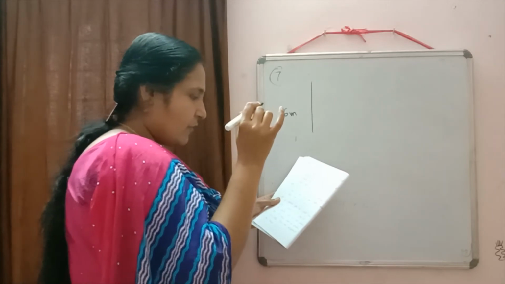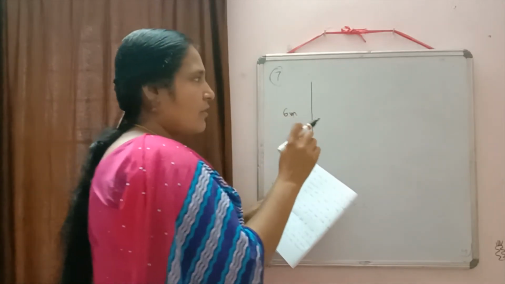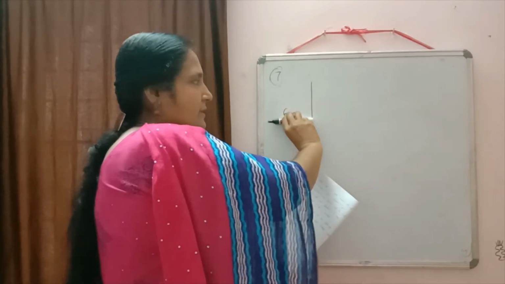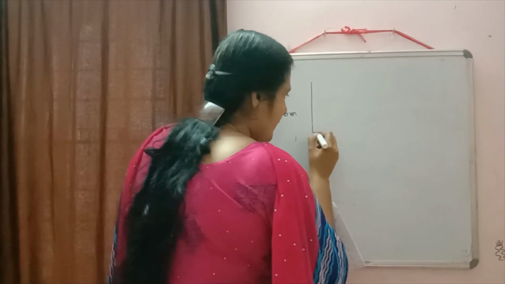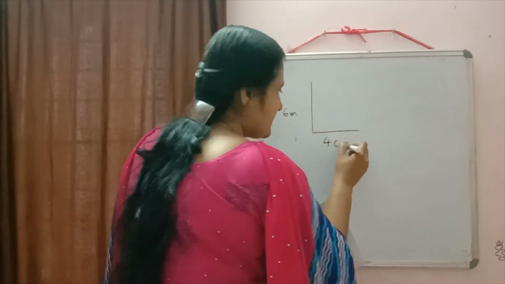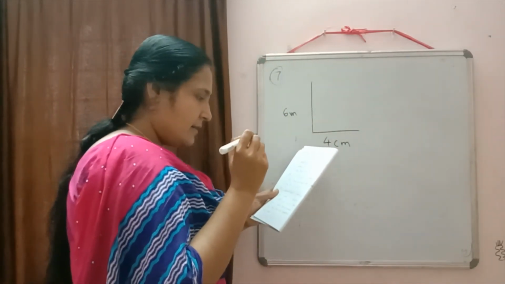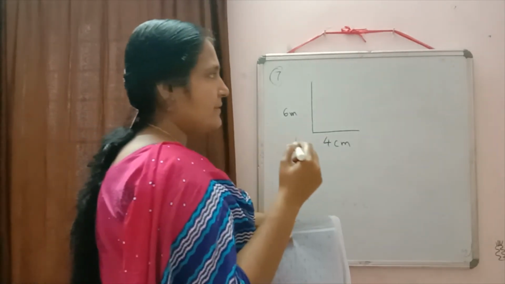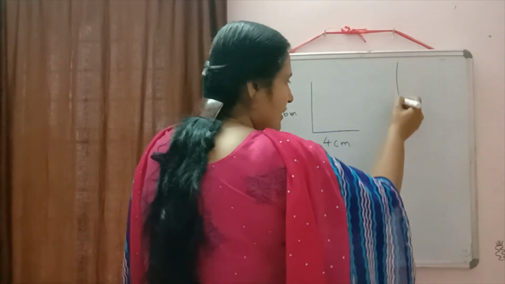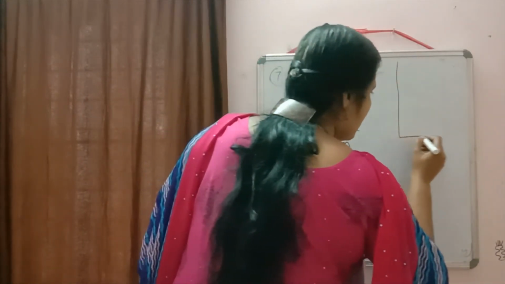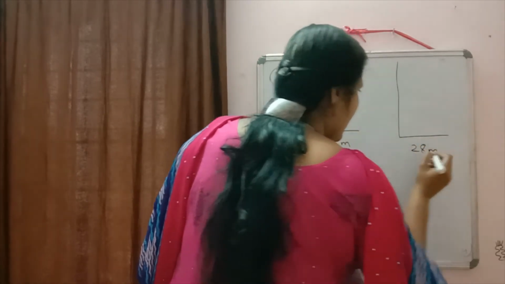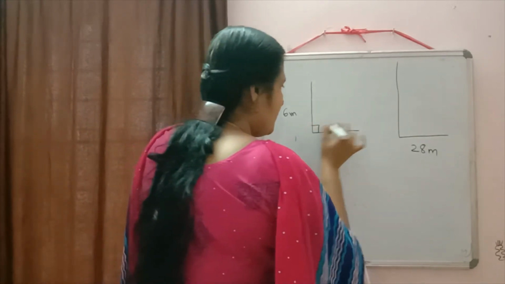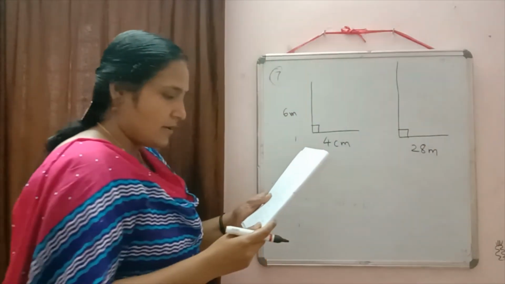Cast a shadow 4 meter long on the ground. So obviously shadow of the pole will be on the ground only, either on this side or this side. So suppose I am drawing on this side, and length of the shadow is given 4 meter. And at the same time a tower casts a shadow 28 meter long. Another tower is there whose shadow is 28 meter. So again tower also will stand perpendicular on the ground.